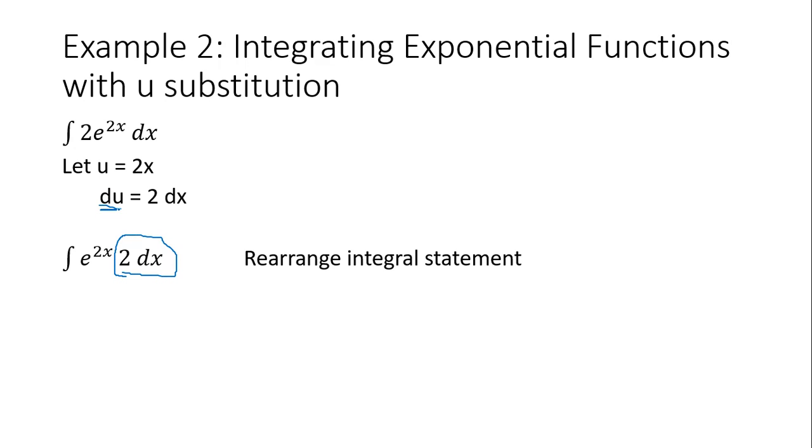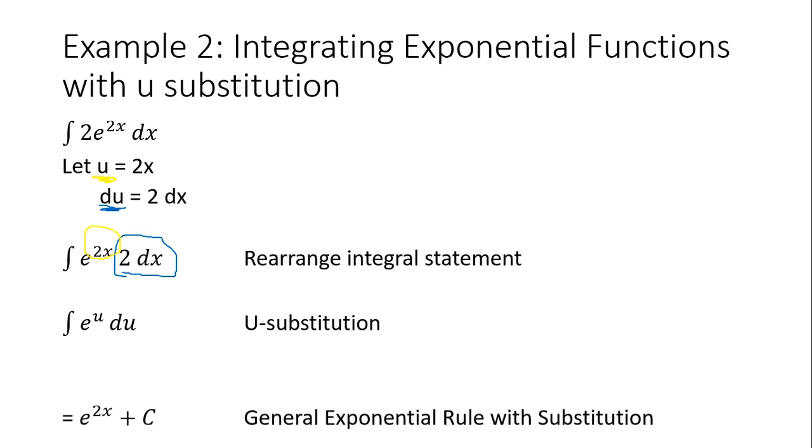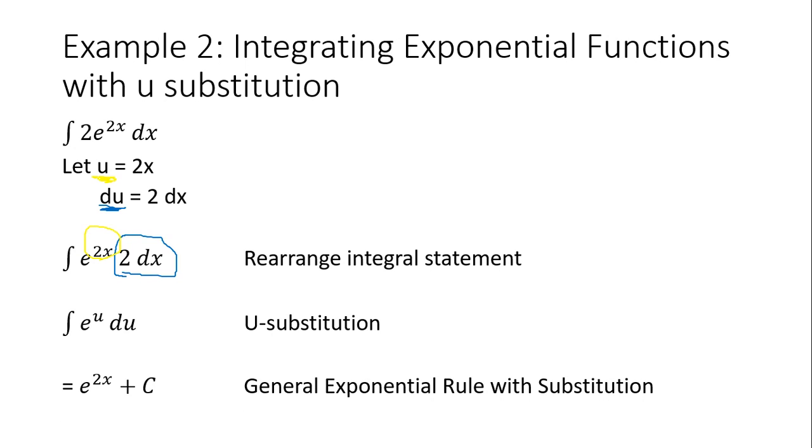And I'm going to highlight this with blue. And then you can visually see that the u is right here, and I'm going to highlight that with yellow. So it makes the substitution very easy for you in that next step. So now you have e to the u du, and you can integrate that very easily. That's going to be equal to e to the u plus c, and then you substitute that u back in.